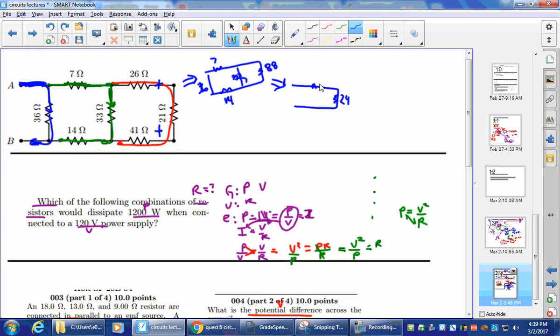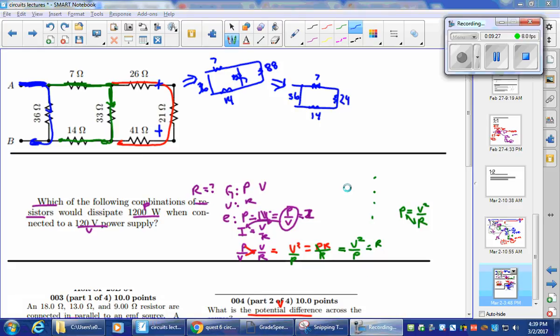Okay, then what do you have left after that? You have to write in whatever you have left. You've got 7, you have 14, and you have 36, and then you'd have to start it over from there. Okay. So this is going to act as a series, and then you can combine these as a parallel. All right, I hope that helped. Good luck.